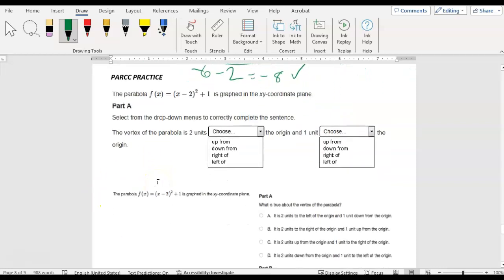All right, parabola practice. This is the parabola. So this is the practice that is related to the vertex work that we did today. So here you can see our vertex is 2, 1. It says the vertex of the parabola is 2 units right of the origin. We're going to go over 2, and 1 unit down from the origin. All right, so this is a select fill in. You need to get both of them correct. So just finding out what is the vertex first and then deciding where is it in relation to the origin. Remember, the origin is where x and y meet in the middle, 0, 0.